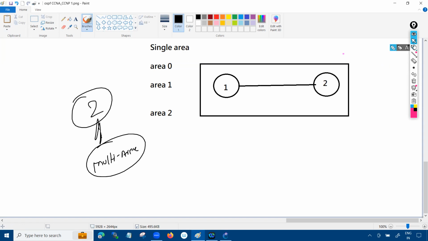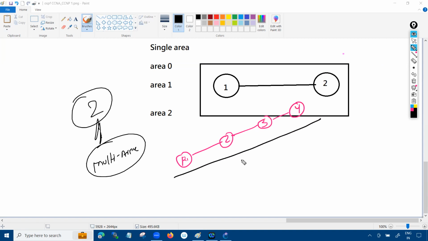For example, say we have router 1, router 2, router 3, and router 4. If I make all of these part of area number 1, then what happens? All the routers have to maintain detailed information about all the other routers. Router 1 has to maintain the detailed information of router 2, router 3, and router 4. Router 2 has to maintain the detailed information of router 1, router 3, and router 4. Router 3 has to maintain the detailed information of router 2, router 1, and router 4.